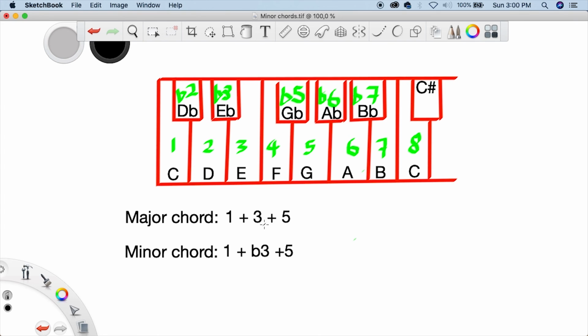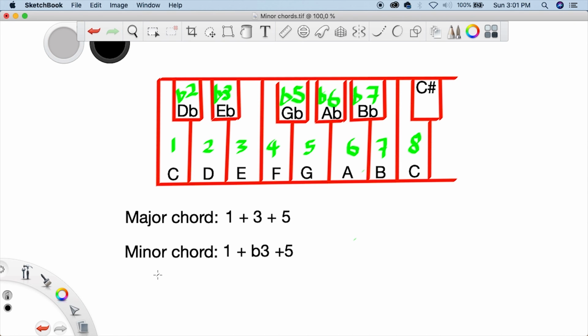Okay, so now talking about the minor chords, the only thing that makes a difference between a major chord and a minor chord is the third note, because in minor chords the third note is flattened by a semitone. Now, as you can see here, we've got the first note plus the flattened third note plus the fifth note. These are the combination of notes that make up a minor chord, and you play these 3 notes simultaneously.